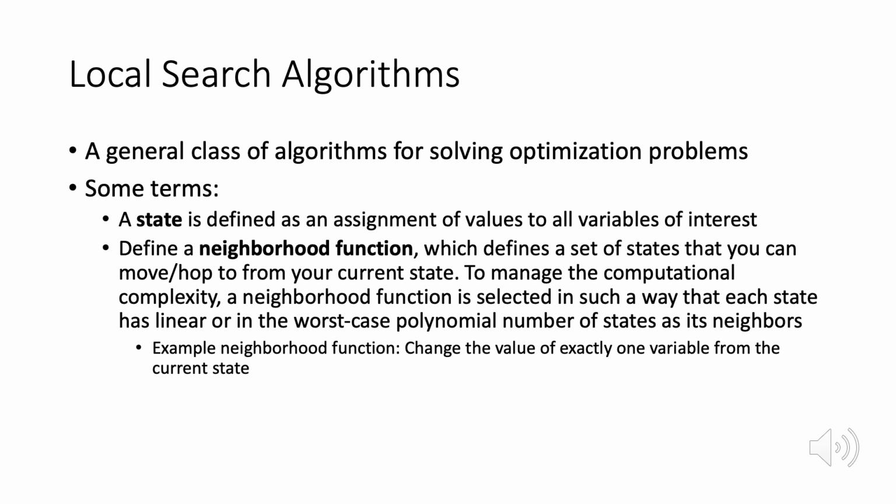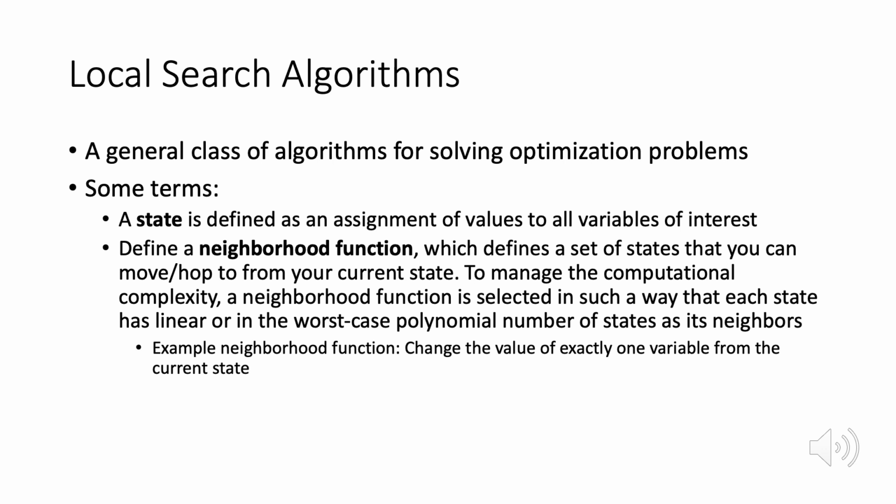An example neighborhood function is the following. Given a state S, and if you remember, S is nothing but an assignment of values to the variables of interest, the neighbors of S are those states which differ from S in value assignment to just one variable. So let's say you have 10 variables, and each variable takes two values, 0 and 1. Then each state will have 10 neighbors, where a neighbor is formed by flipping the value of exactly one variable in the current state S.